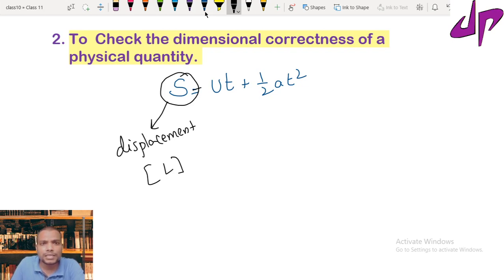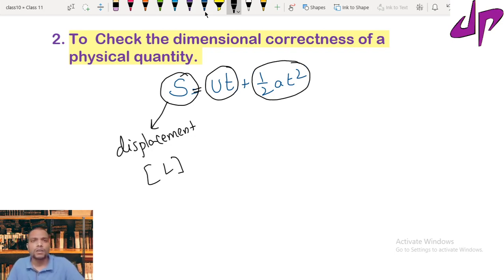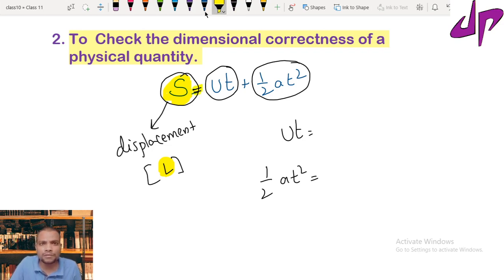Since this equation contains an equal sign, each term should have the same dimensions. If s contains the dimensions of displacement, L, then the term ut also should have the same dimensions, and half at square also should have the same dimensions. Only then is there a meaning of this equal sign. If they do not have the same dimensions, this equation is dimensionally incorrect. Let us check that first.